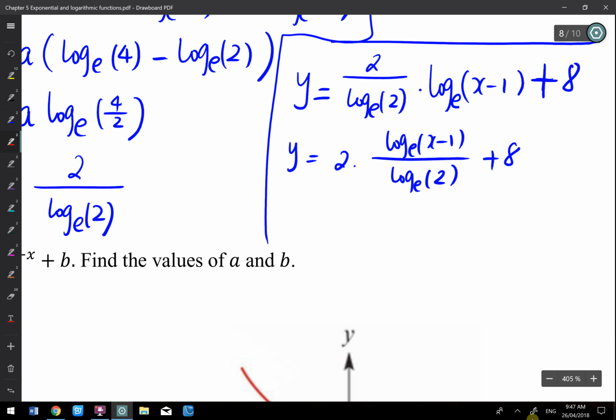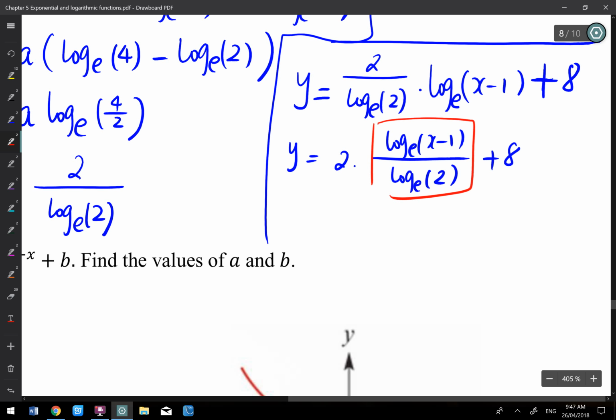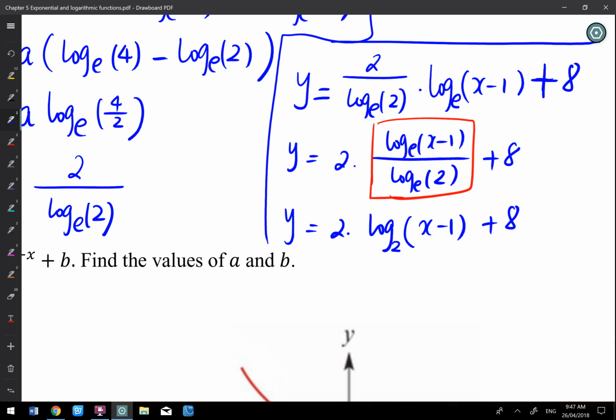What will that become? What's this thing equal to? Okay, 2 times log what? What's the base? 2. And we have x minus 1. Good. So 2 times log base 2 of x minus 1, plus 8. That's the simplest form I can see.